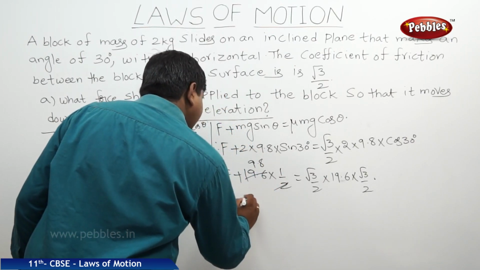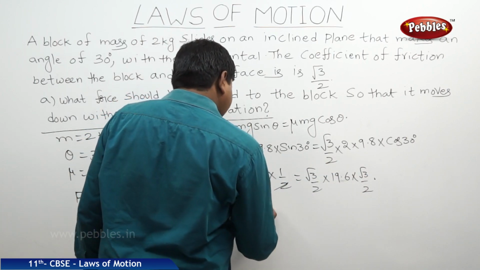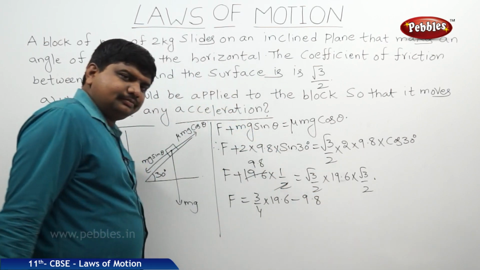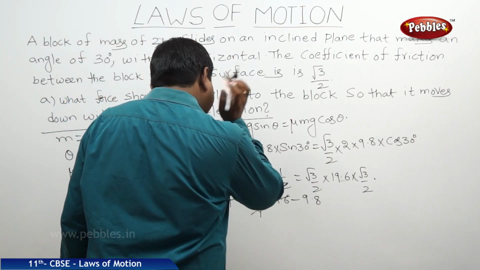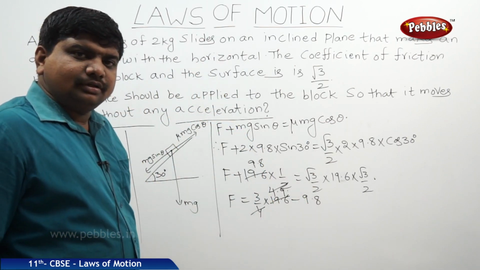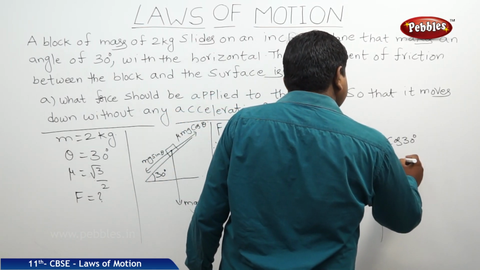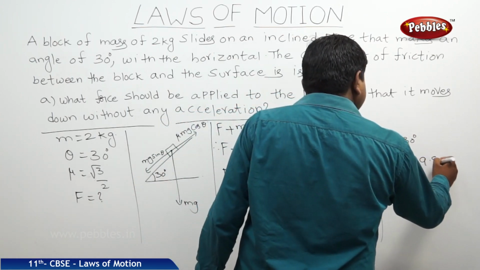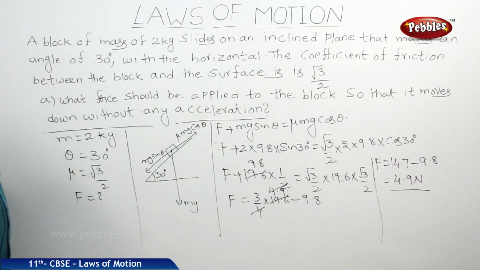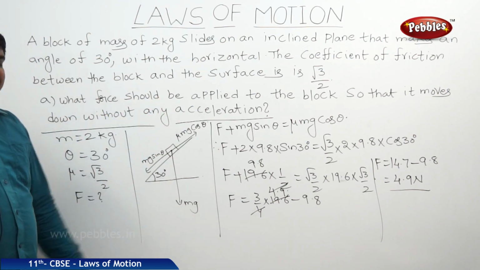So 19.6 into half will be 9.8. Therefore F is equal to root 3 into root 3, 3 by 4, into 19.6 minus 9.8. So this 19.6 by 4 will be 4.9. So it is 3 into 4.9, 14.7, minus 9.8. So we will get 4.9 newtons. So 4.9 newtons of force is required to move the body down without any acceleration.